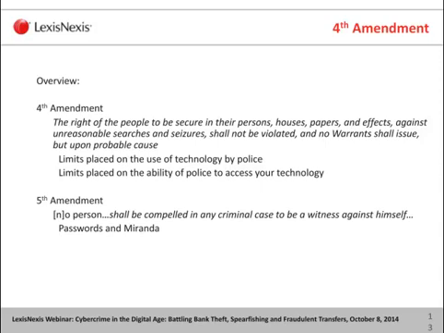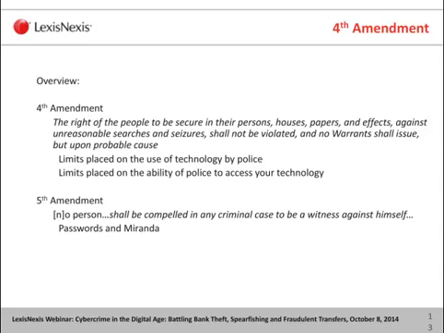So I just want to start off with a few caveats. Unfortunately, or fortunately, depending on how you look at it, the Supreme Court hasn't had the chance to look at things like spearphishing and phishing. They have provided us with some groundwork with respect to the use of technology by the police, and also the ability of police to access your technology. So that's what my presentation is going to be about.